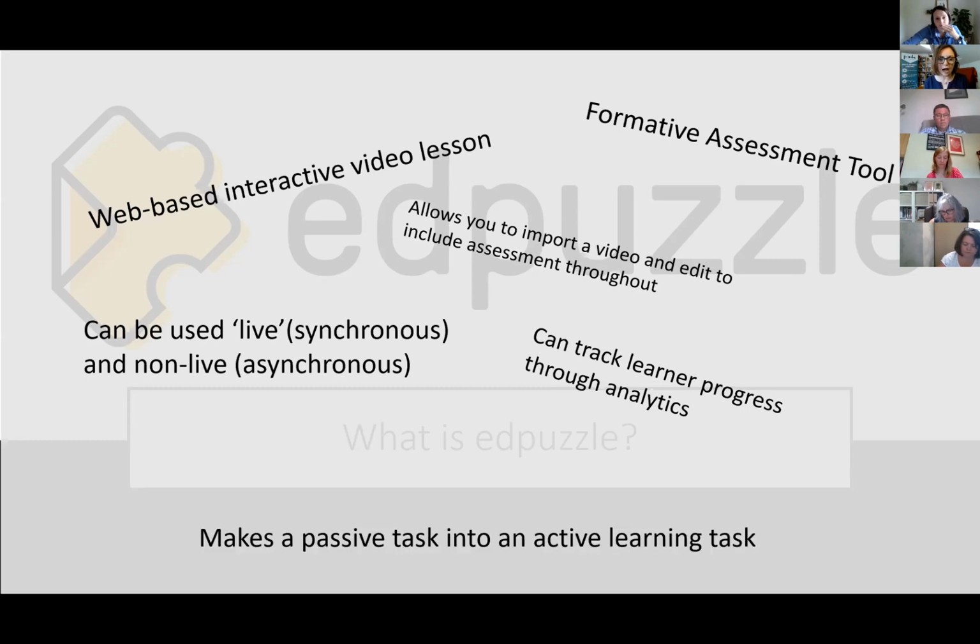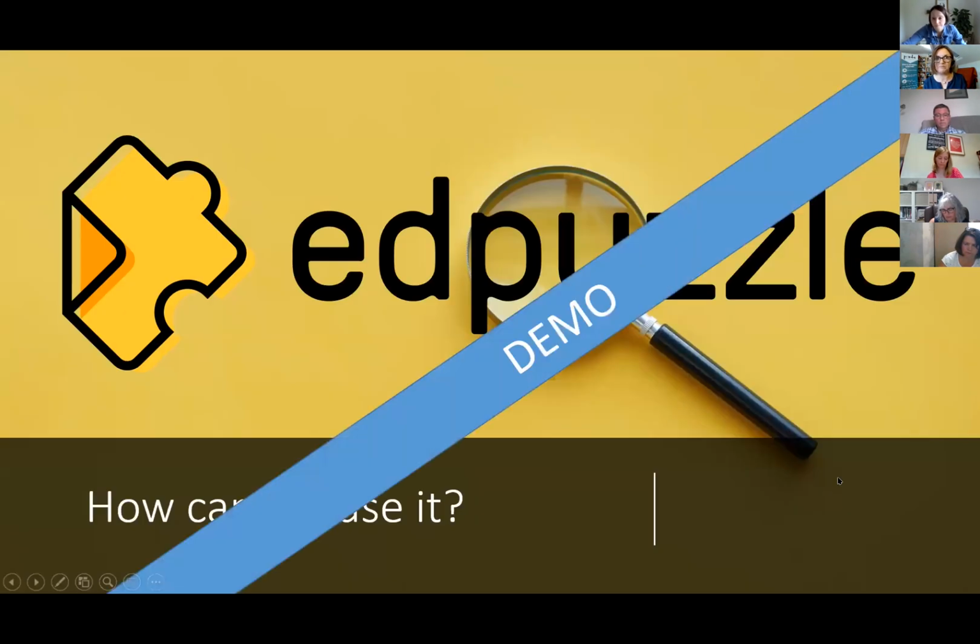So, as I said, watching a video is classed as a passive task in teaching, but by adding all the bells and whistles and by adding questions throughout, we can make it into a really good active learning activity for them. Okay, so let's get stuck in.